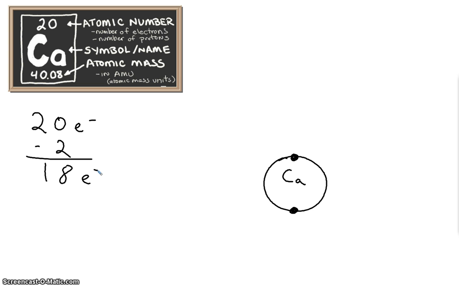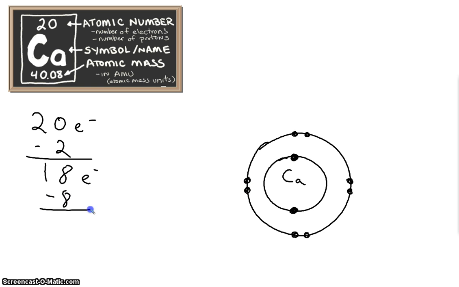Okay? So now we put a second energy shell. How many electrons can fit on the second energy shell? Well, we can fit 8. So let's go 1, 2, 3, 4, 5, 6, 7, 8. So we've just used up another 8 electrons. So we have 10 electrons left. Let's make that a little bit nicer. 10 electrons left. Well, where are they going to go?